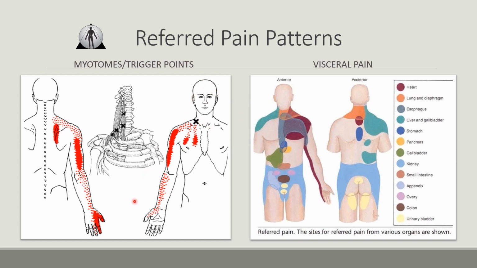So you want to make sure that you have an orthopedic evaluation to help determine if it's coming from the nerve root versus coming from the muscle itself.